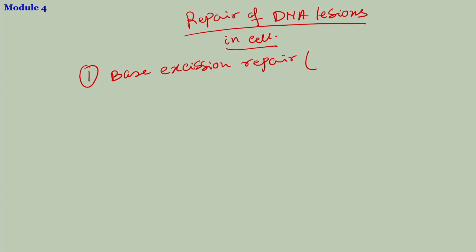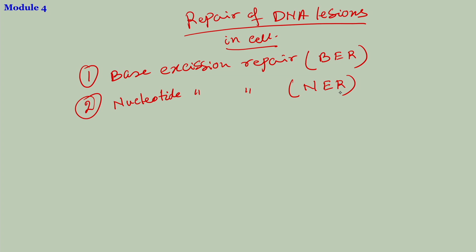I am talking about both eukaryotes and prokaryotes. Base excision repair, in short, is known as BER. The second process is nucleotide excision repair. In short, this is called NER. And the third one is mismatch repair.